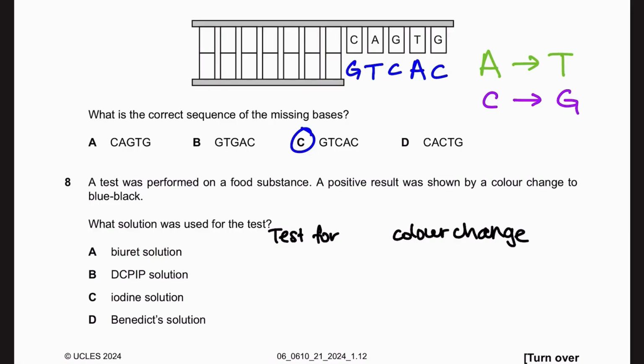Right, so let's do it. For the biuret test, it tests for what? Protein. And it goes from what? It goes from blue to what? It goes from blue to purple, although everything's looking pink right now.